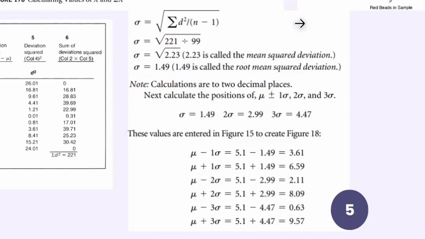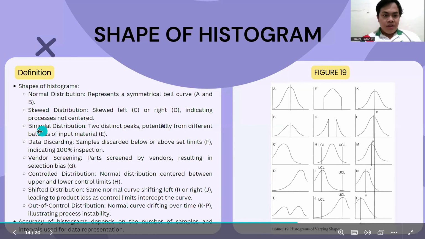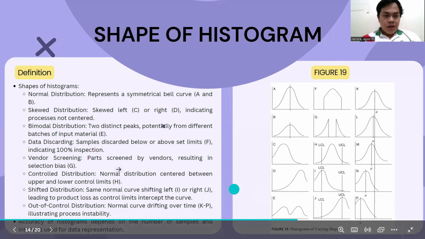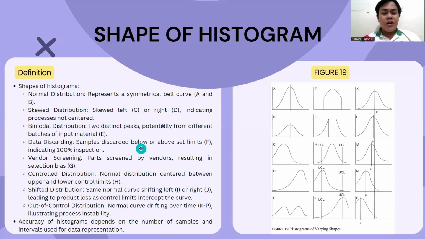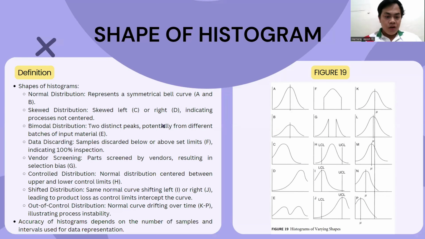Okay, next is the shape of the histogram. The shape of a histogram normally represents dispersion: a symmetrical bell curve, A and B. Here is a skewed distribution. Skewed left is C here, or right, D here, indicating the process is not centered. Bimodal distribution has two distinct peaks, potentially from different batches of input material, E here. Data discarding: samples discarded below or above a set limit, F, indicating 100% inspection. The histogram depends on the number of sample intervals used for data representation.